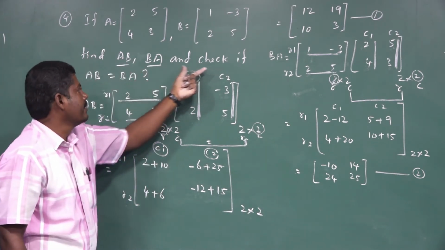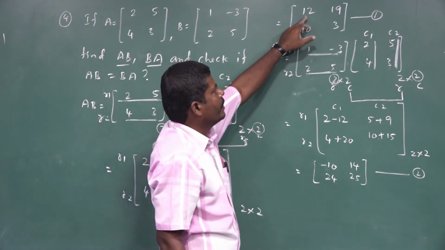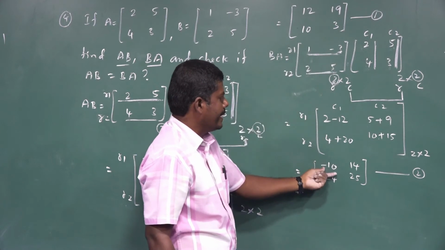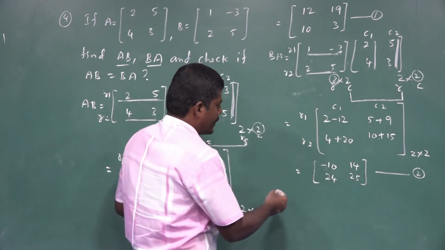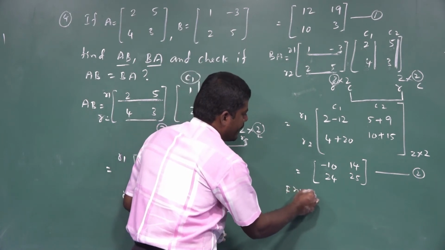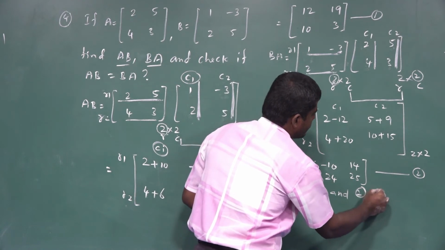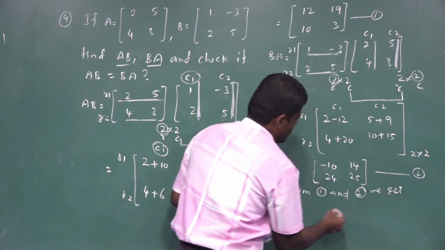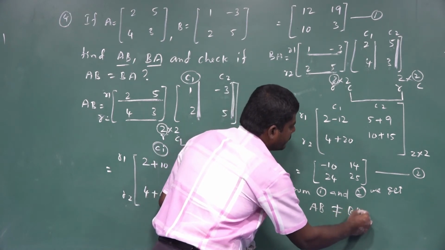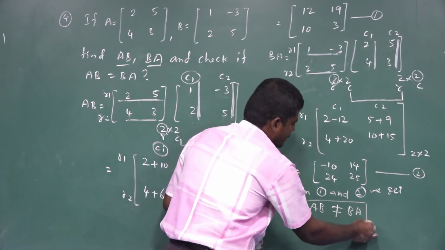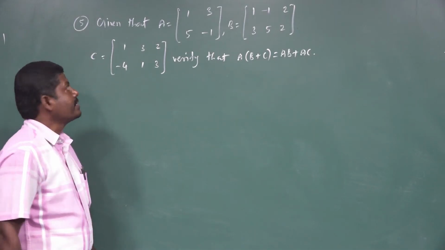Now you want to check AB is equal to BA. See, this is the result of AB: 12, 19, 10, 3. Here, minus 10, 14, 24, 25. Both are different. From 1 and 2 we get AB not equal to BA. We conclude that AB is not equal to BA.